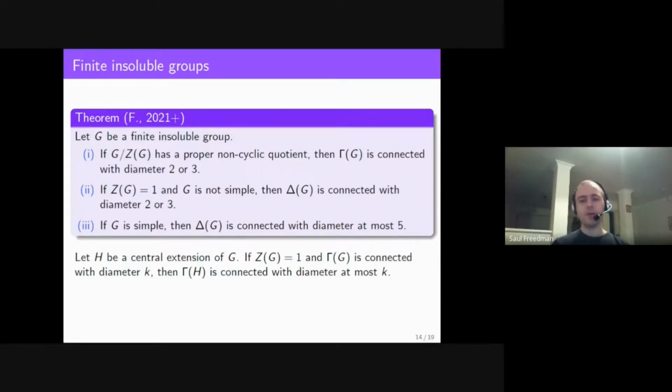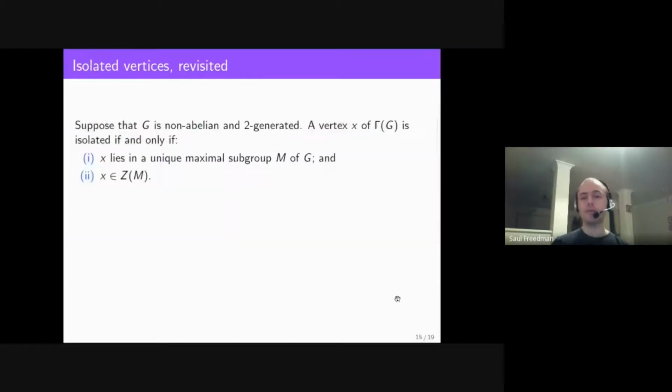So the question then becomes, is there a finite insoluble group G where delta of G is not equal to gamma of G? Because we know that delta of G is always connected, but we don't know at this stage if gamma of G is connected. I don't know the answer to this question. I at least don't know of an example where these are not equal. But note that if these are not equal, then that means exactly that gamma of G has an isolated vertex. So that brings us back to the question of isolated vertices.